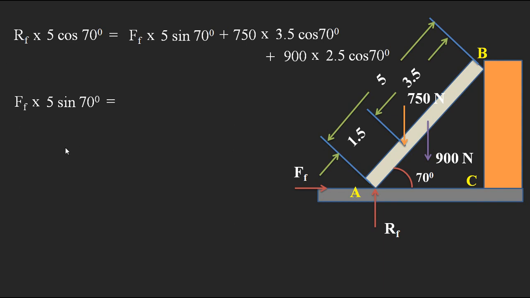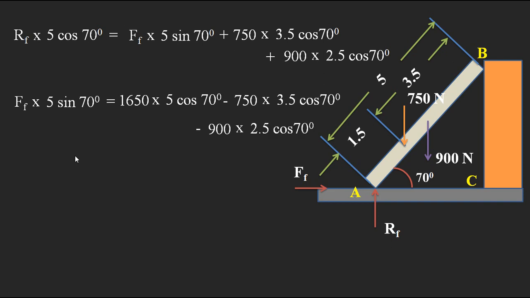So that is equal to, we can write the remaining terms, or otherwise you have to take all the remaining terms to the left side. So RF we already know is 1650, into 5 cos 70, as it is 5 cos 70 we need to write, and again 750 into 3.5 cos 70 we have to take to the left side. So automatically here, the right side term becomes negative, and this positive term, when it goes to the left side, again becomes negative. So as it is, we have to write the remaining terms also. And in the next step again we can modify the equation.